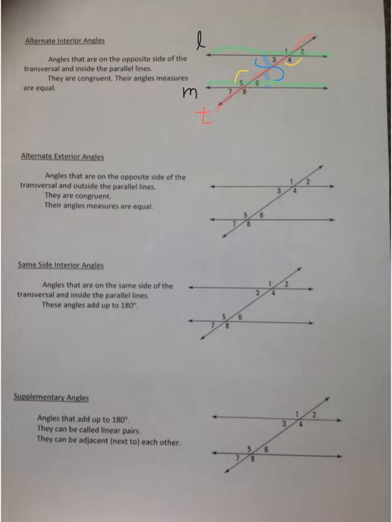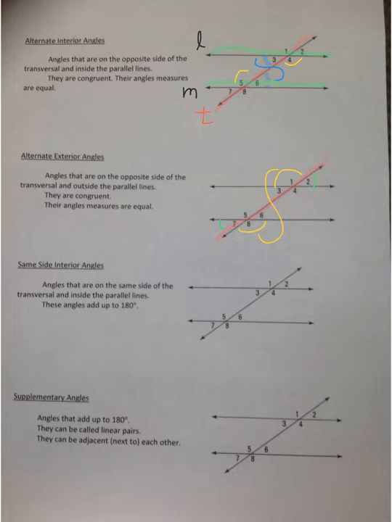Alternate exterior angles are angles that are on the opposite side of the transversal. Here's the transversal, but they are outside the parallel lines. So alternate exterior angles would be angle 1 and angle 8. They are on the opposite side and they are outside the parallel lines. Other alternate exterior angles would be angle 2 and angle 7.